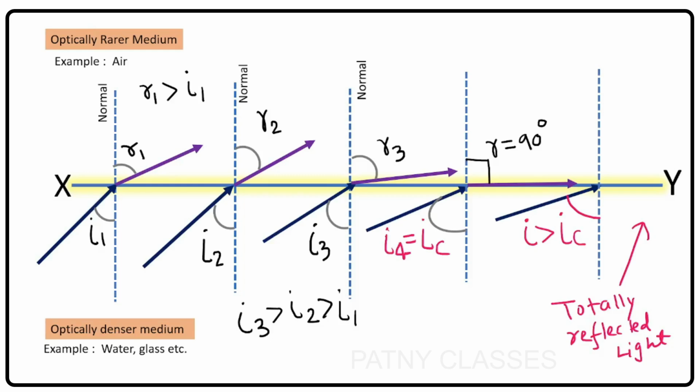Now, if we further increase the angle of incidence, that is angle of incidence greater than critical angle, then the light is totally reflected back into the denser medium. Now, no light is traveling to the rarer medium. This situation is called total internal reflection.